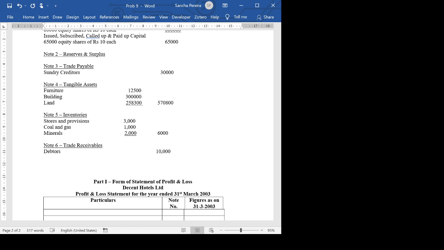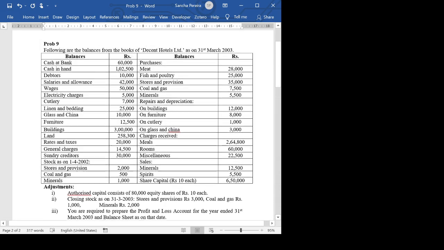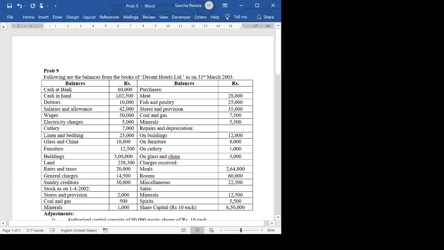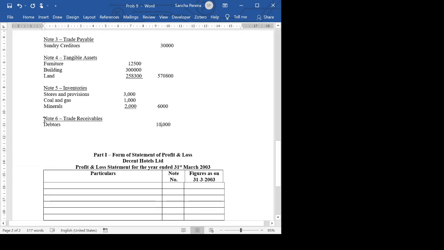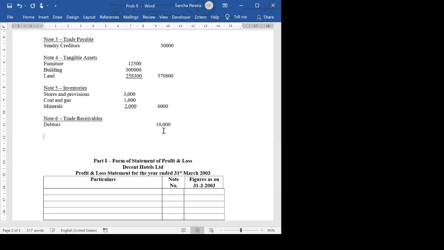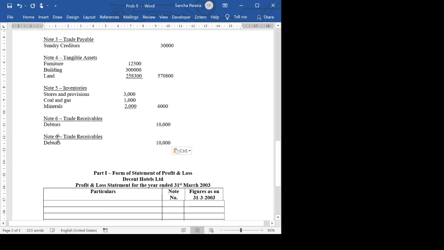Okay, next in the format is cash and cash equivalents. We have two items here, cash in hand and cash at bank. Cash at bank, 60,000, cash in hand. Cash and cash equivalents, note 7.